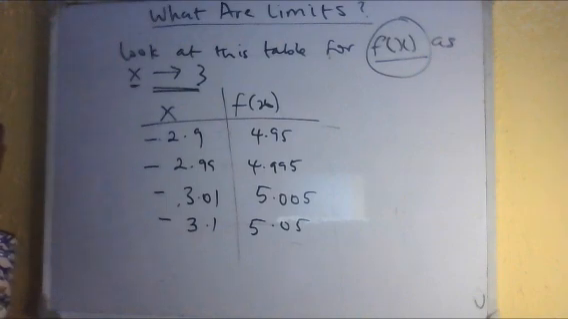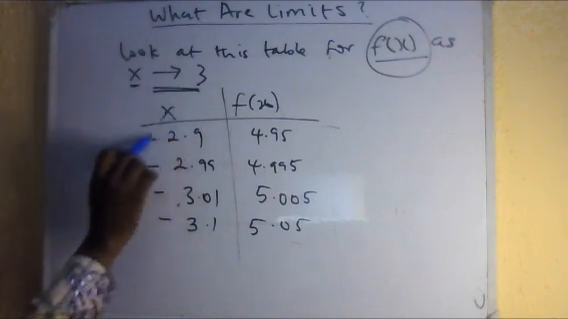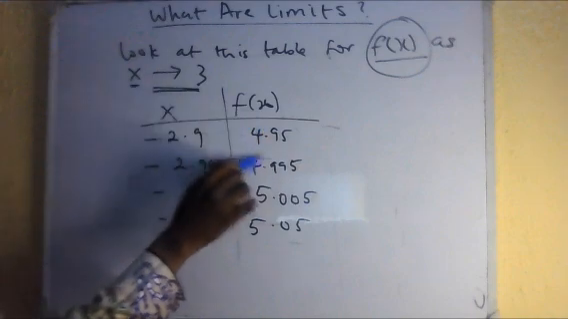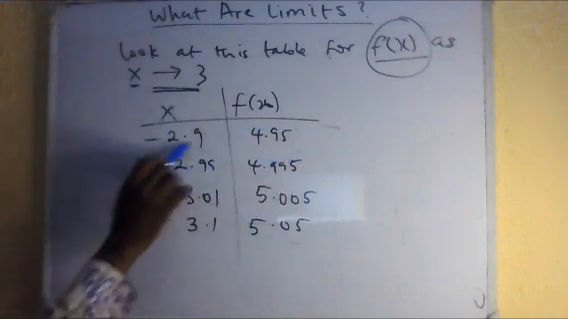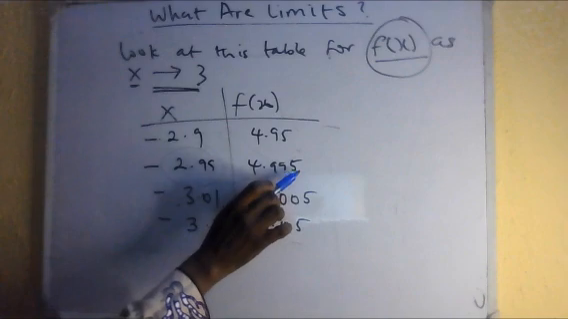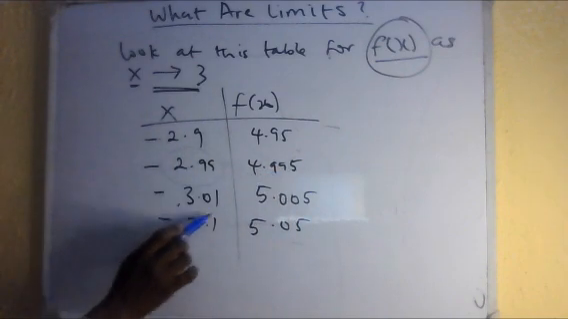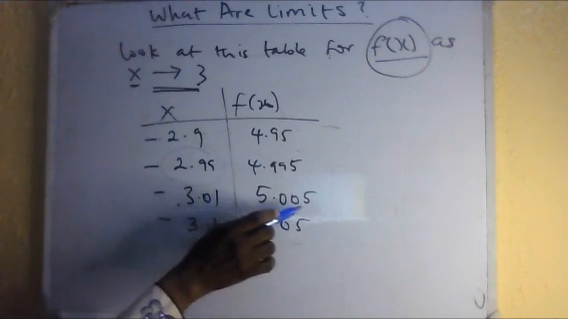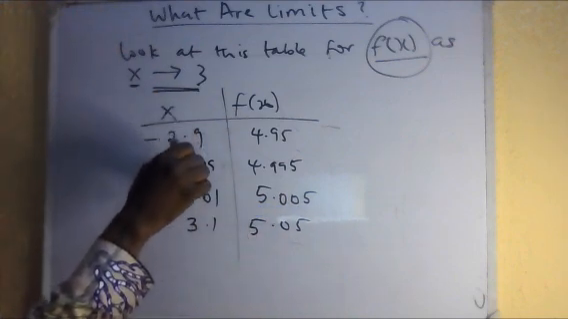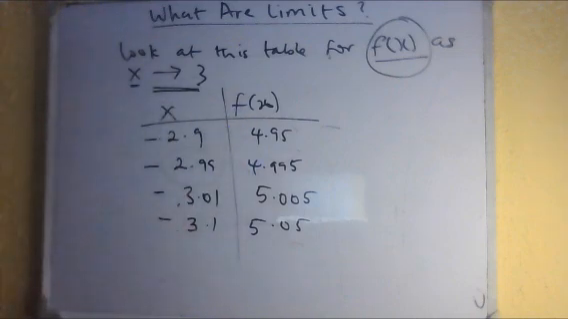So you see that there's a gradual increase. When we put x as 2.9 in the function, I get 4.95. If we put x as 2.995, I get 4.9995. If I put x as 3.01, I get 5.00. So as x tends towards 3, f of x tends towards 5.